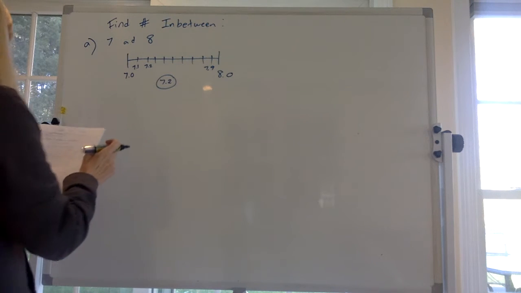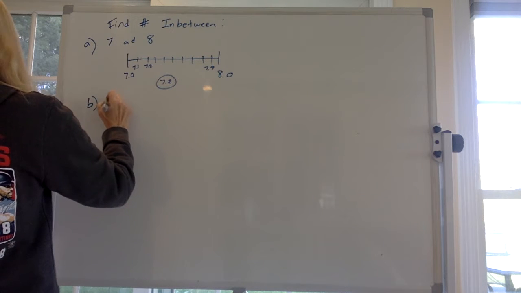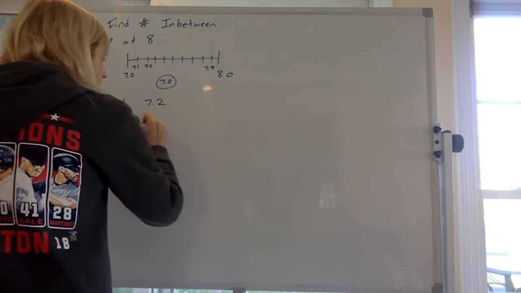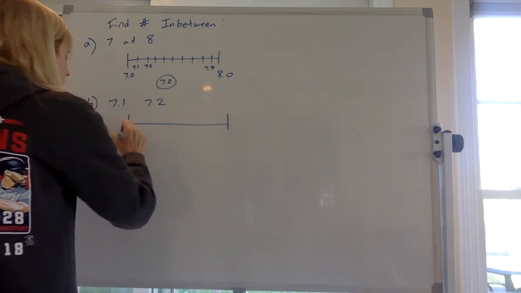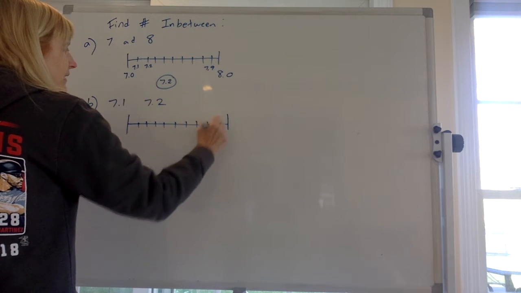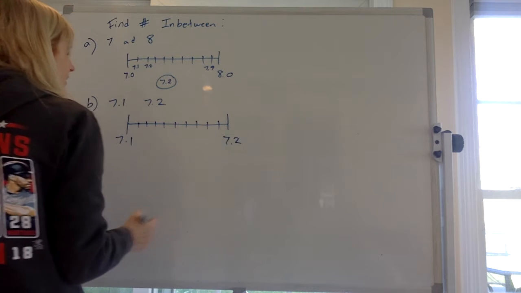How about if I asked you to find a number between 7.1 and 7.2. Maybe that one's not quite as obvious, but we'll do a number line again with two tick marks. 1, 2, 3, 4, 5, 6, 7, 8, 9 little guys. 7.1 on one end point, 7.2 on the other end.